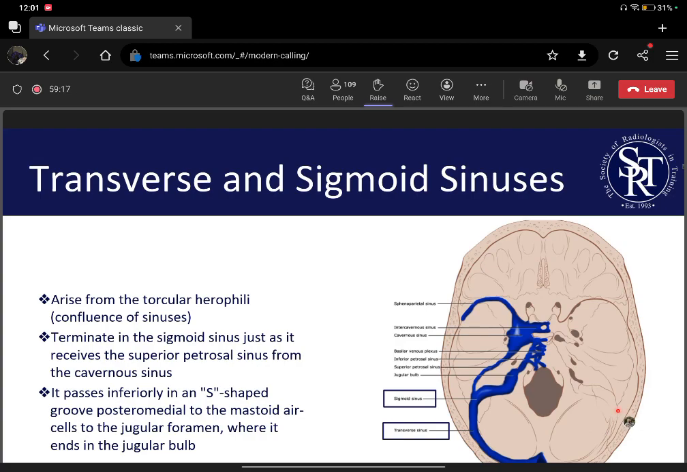Okay, now moving on to our paired sinuses. So they are paired, so it's important to specify right from left in this case for all of the following sinuses. Starting with a transverse sinus that comes off from the confluence of sinuses, and it will terminate as the sigmoid sinus as it receives another sinus which is known as the superior petrosal sinus, which is one of the sinuses that drain the cavernous sinus. The sigmoid sinus will continue in an S shape in a groove posteromedial to the mastoid air cells, and there it will form the jugular bulb, which will continue as the internal jugular vein.